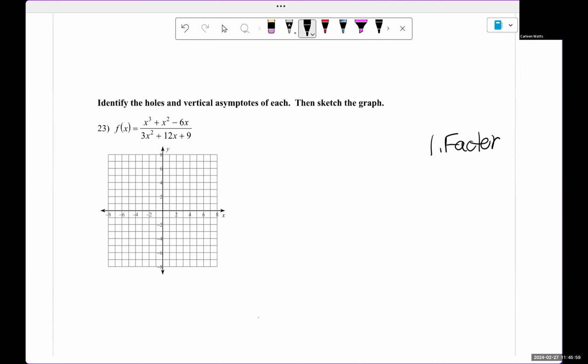Step 1, factor. Now, I'm going to skip right to the factored form. If you want to see me factor it, you can stick around. x plus 3, x minus 2. Okay, factor the bottom. There's a GCF of 3, x plus 3, x plus 1.